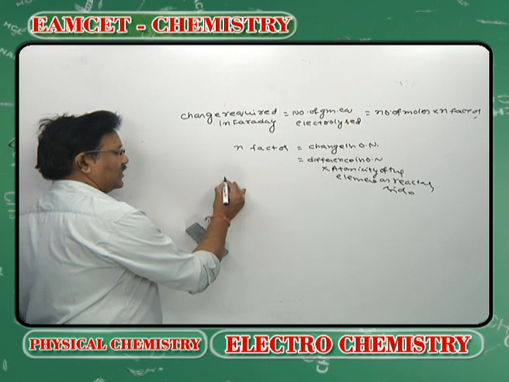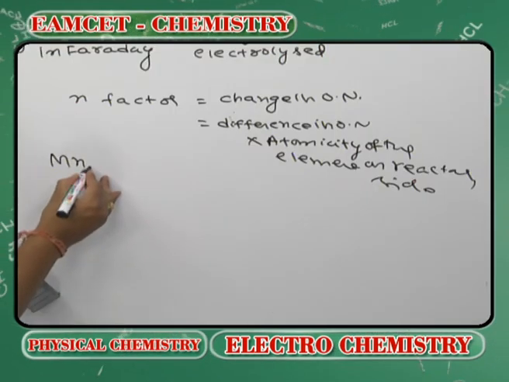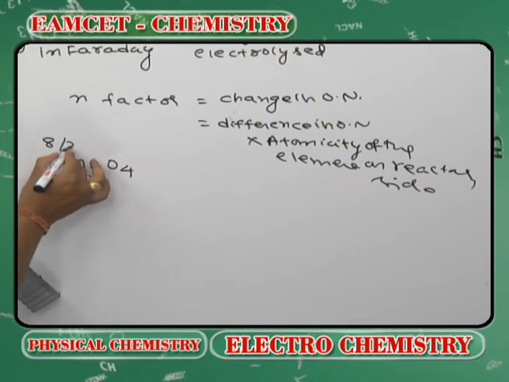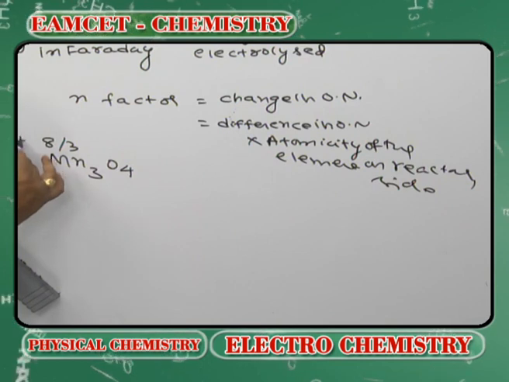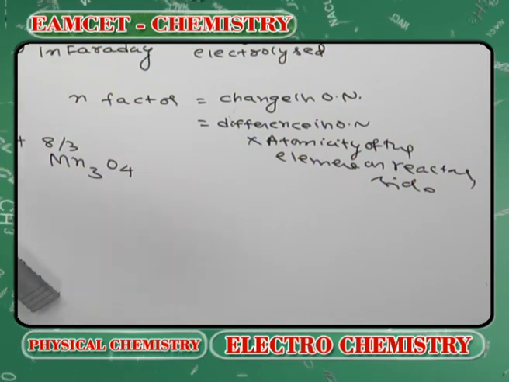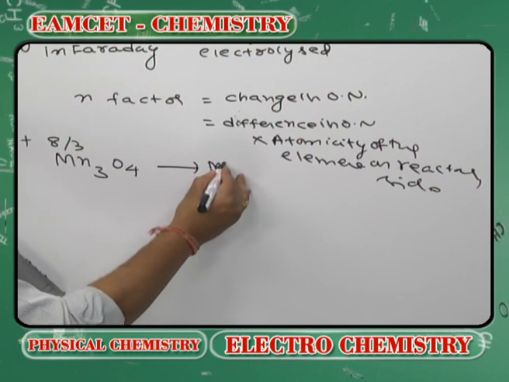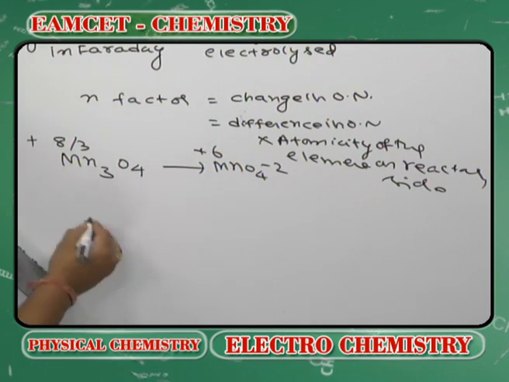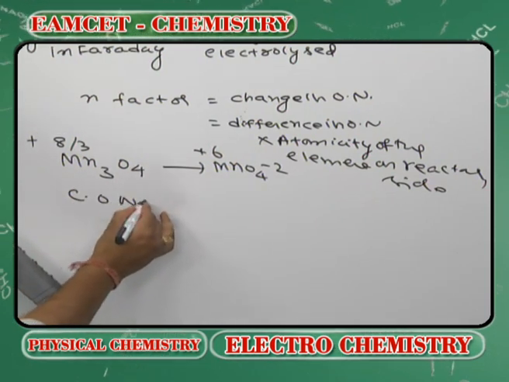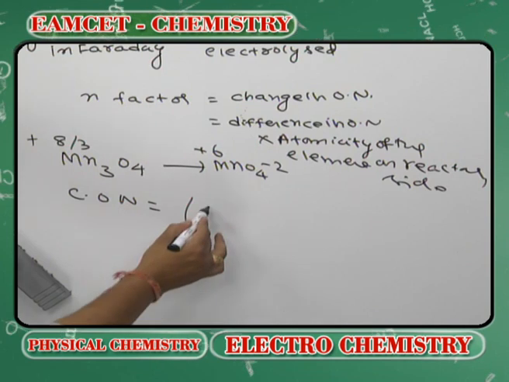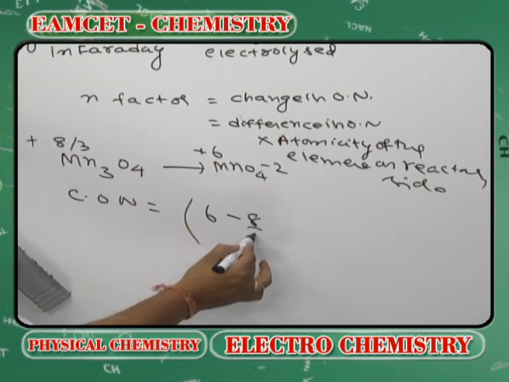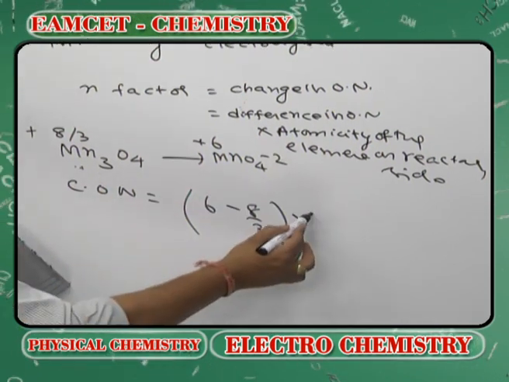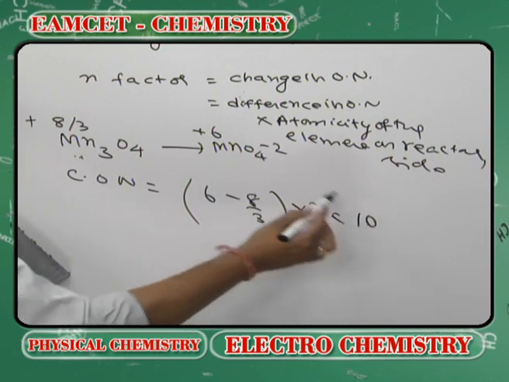Now, how to calculate the change in the oxidation number? What is the oxidation number on this side? Plus 8 by 3. On this side, what is the oxidation number? MnO4 2 minus. Here plus 6. What is the change in oxidation number? 6 minus 8 by 3 into what is the atomicity of the manganese on the reactant side? 3. So, it is 10.